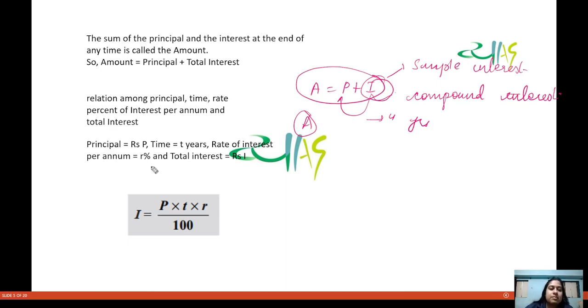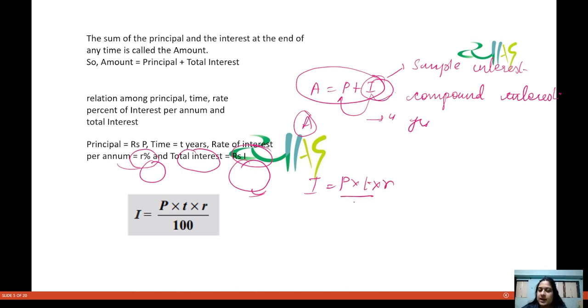Now, principal is equal to rupees P, time is equal to T years, rate of interest is equal to R%, and total interest is equal to rupees I. So we have I is equal to how much? P into T into R divided by 100. We have interest is equal to P into T into R divided by 100. So this is how we get our formula.